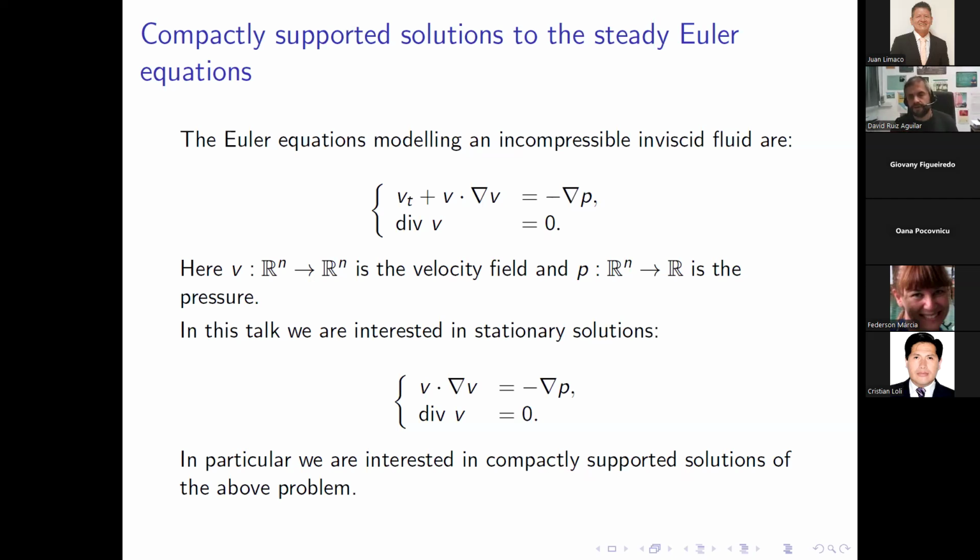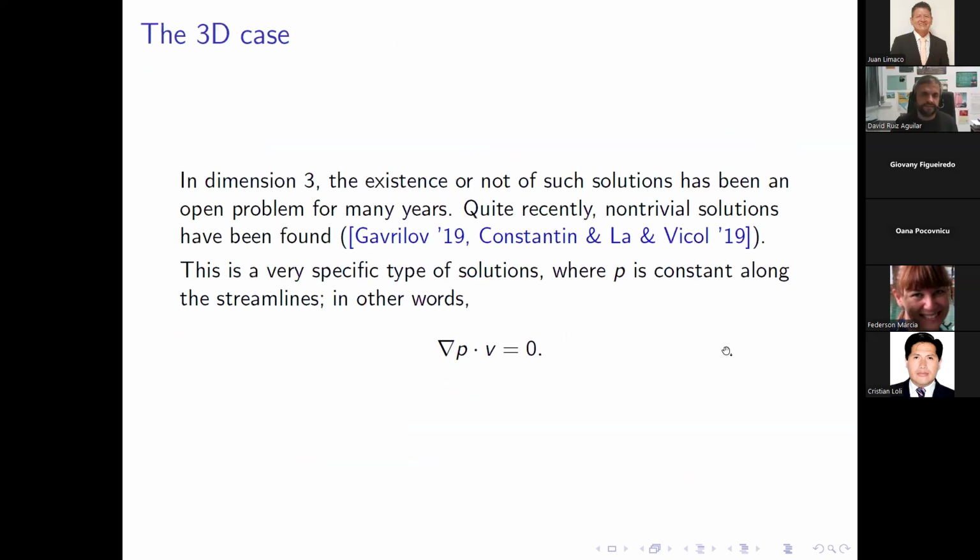First, one could wonder if there are such solutions. Let's start with the 3D case, in 3 dimensions. The existence or not of this type of solutions has been an open problem for many years. There were some rigidity results telling you that under certain conditions you do not have such solutions, apart from 0, of course. But quite surprisingly, a solution has been found recently, in a paper by Gavrilov in 2019. There is another extension of these arguments by Constantin, La, and Vicol. So actually, we do have solutions in 3D of this form.